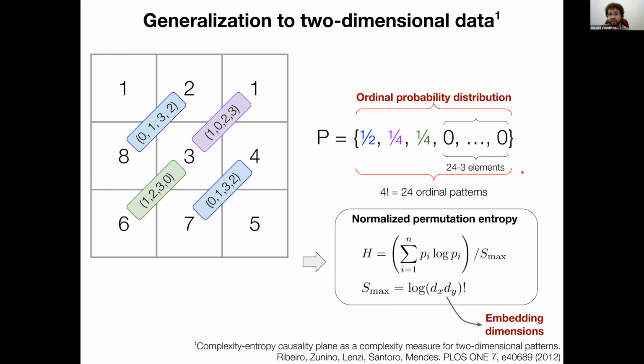And again, using the ordinal probability distribution, we can estimate the normalized permutation entropy in the same way. In this particular case, because we are using a sliding box with 4 elements, we now have 4 factorial, or 24, ordinal patterns. And our S max in this case is also generalized to this expression. So instead of having just the log of the embedding dimension, we now have the log of the product between the 2 embedding dimensions factorial.